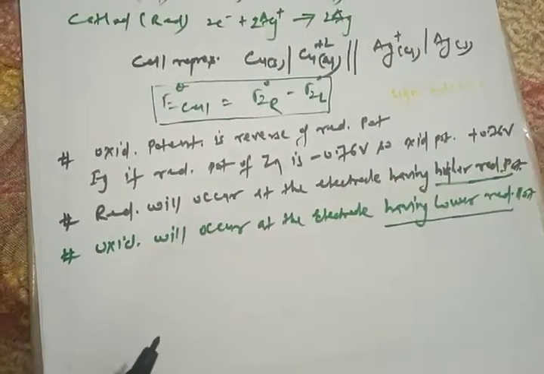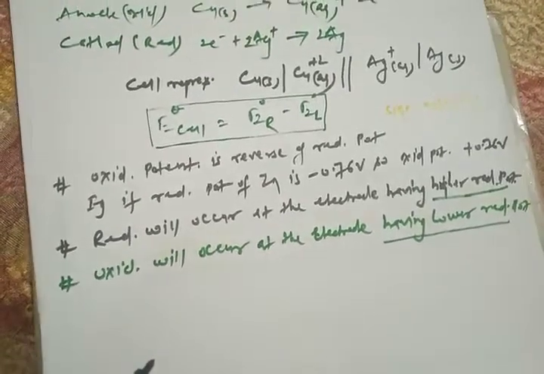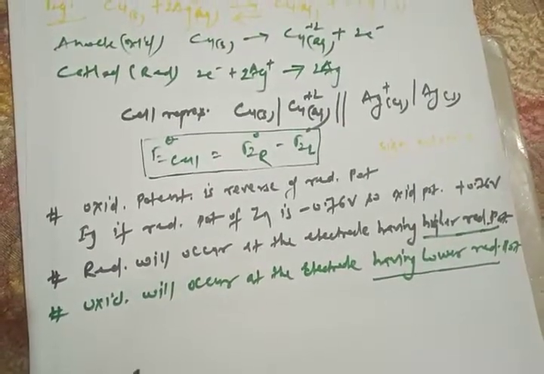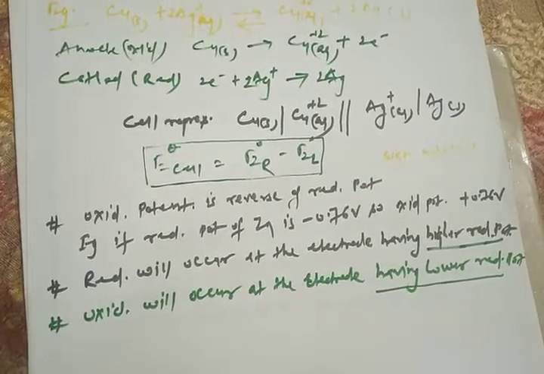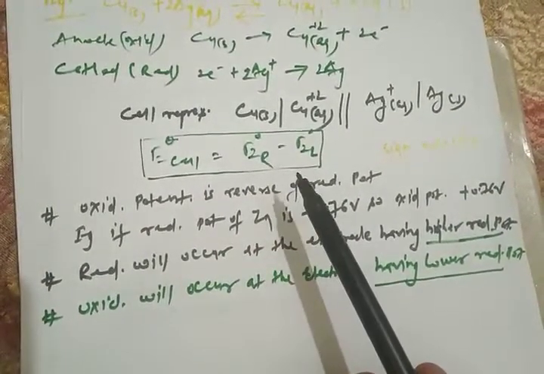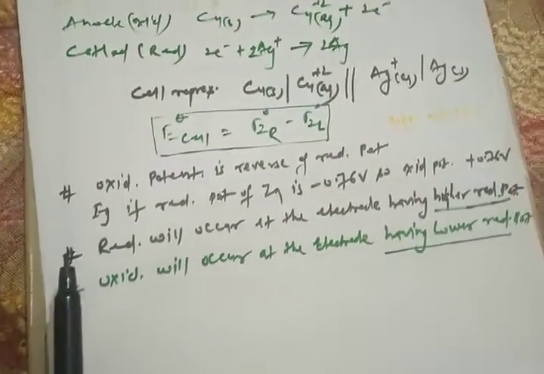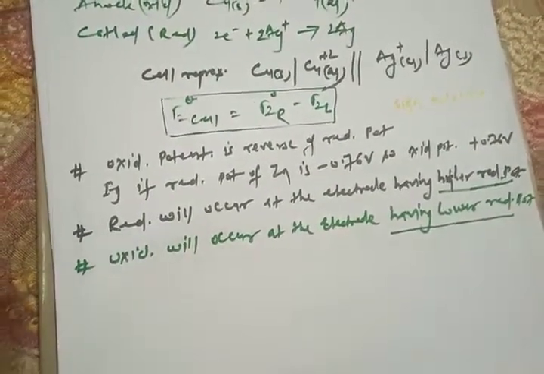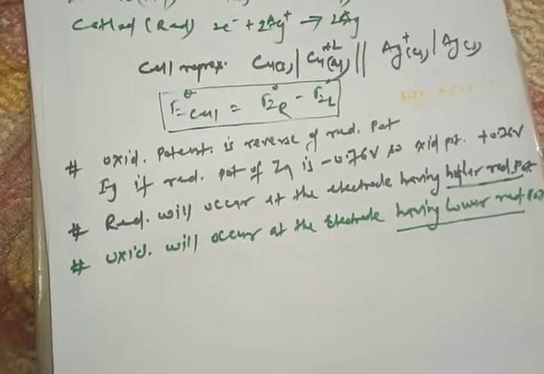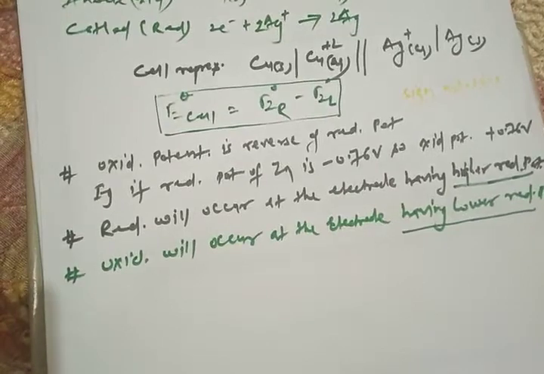So whenever you are going to find out the EMF of the cell, you should always take the value of reduction potential, that is, the value which is given in your question is the value of reduction potential. Okay, we will take some examples, so based on those examples you'll be able to calculate the values.